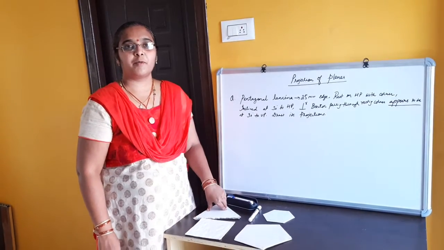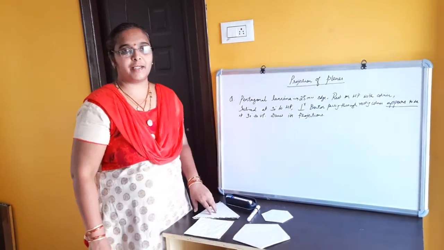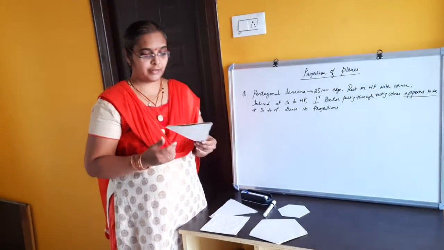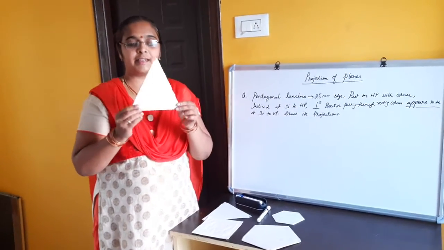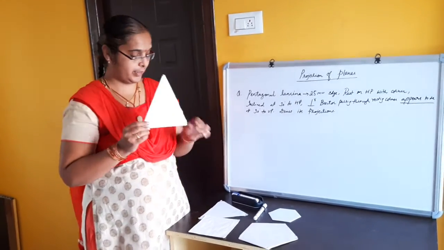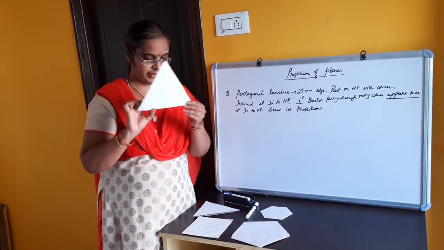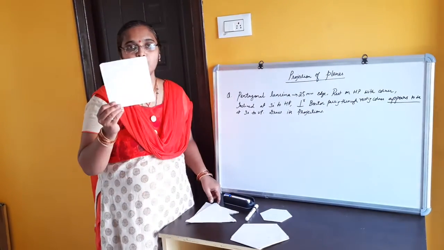Hello, today I am going to take a class on projection of planes. We have different types of planes. As you know, here is a triangular plane. It's an isosceles triangular plane, and it is an equilateral triangular plane, and here is a square plane.